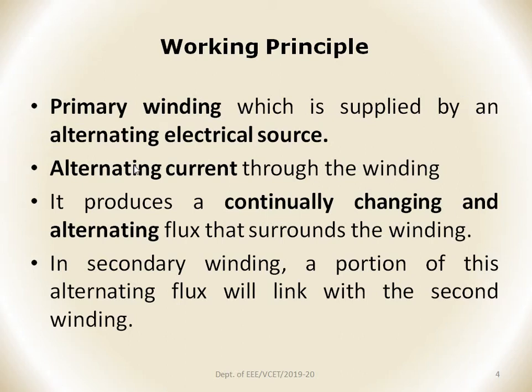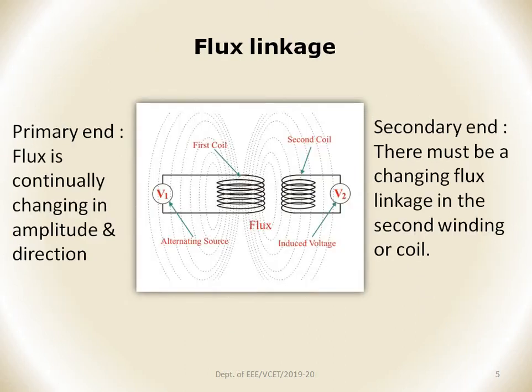Working principle: as I mentioned earlier, to the primary winding an alternating electrical source has to be applied, and this alternating electrical source creates an alternating current. This alternating current is the cause for the continual change in the alternating flux, and this flux surrounds the winding, and this winding will have a linkage with respect to the secondary, and thus in the secondary end you are able to find an induced voltage. And this is how the flux linkage takes place.